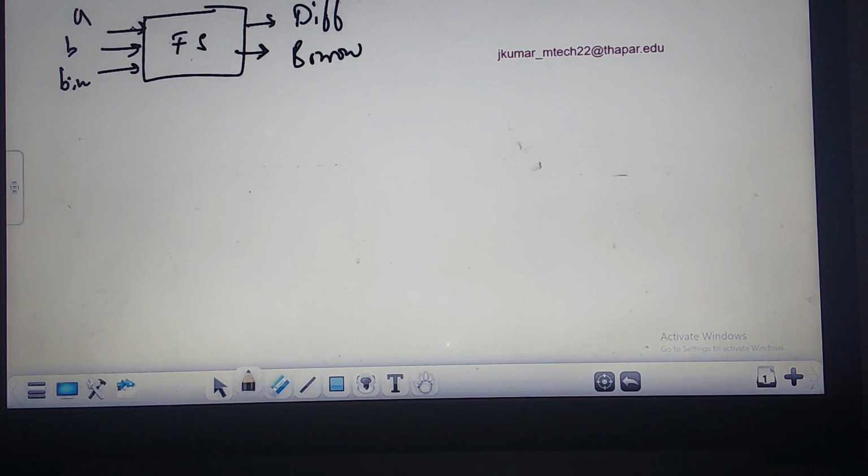So this is my full subtractor. How many inputs will be there? 3. A, B. So I take B bar. Why I'm writing B bar is nothing but if 0 is subtracted by 1, I need a borrow. So then borrow I will represent it as B. So this is nothing but borrow. 3 inputs and 2 outputs, full subtractor. So 3 inputs means how many possible combinations you can fit?